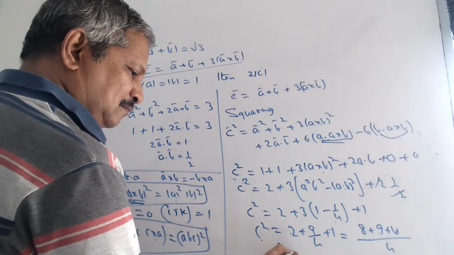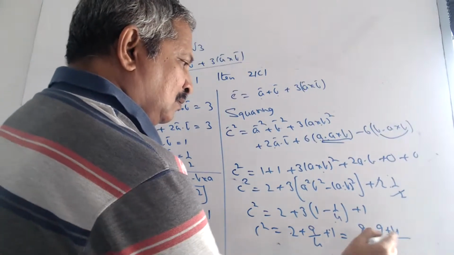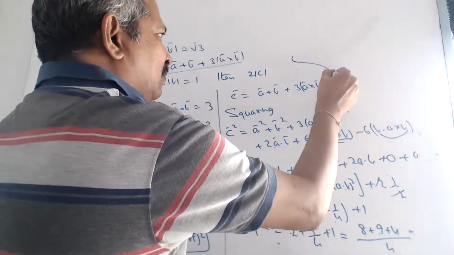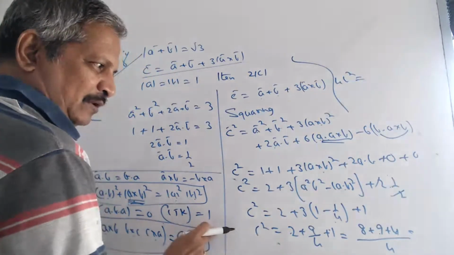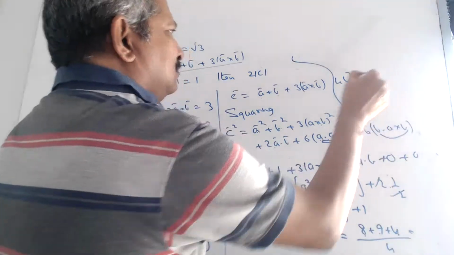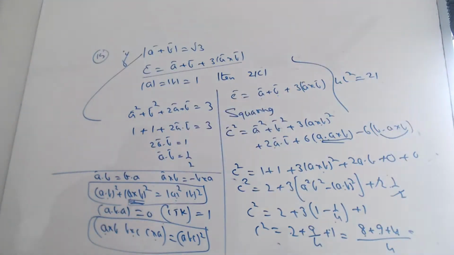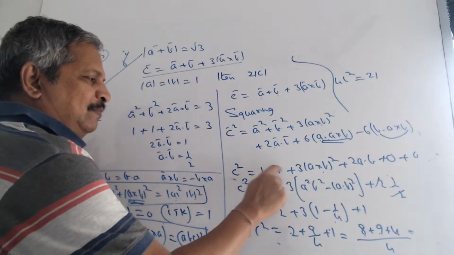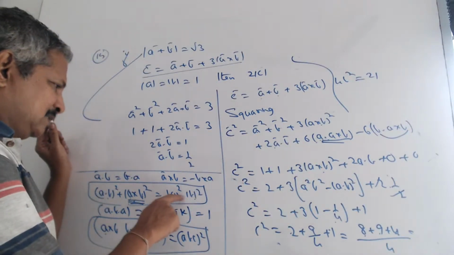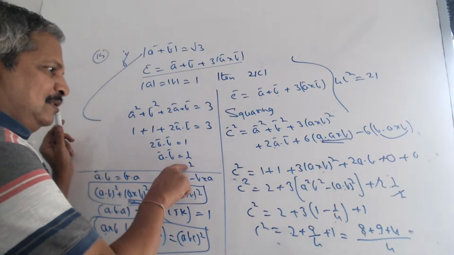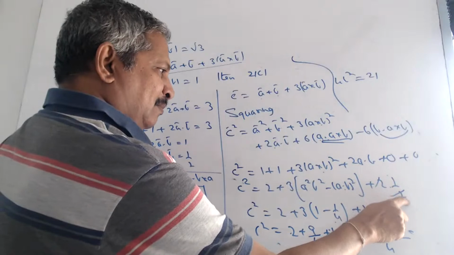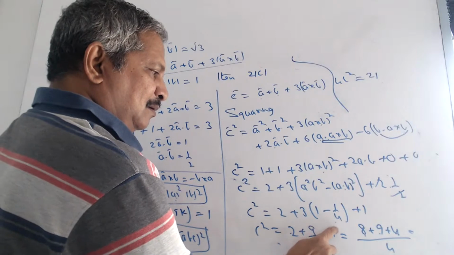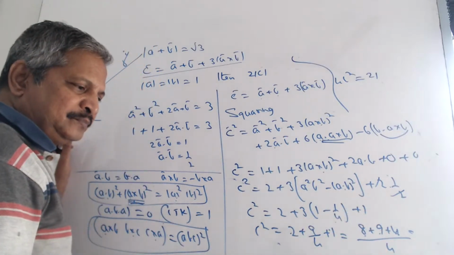Take 4 C square. Better I will do it here. 4 C square is equal to, after taking the LCM, 17. Like that you can do it, so remember very carefully. Here I did C square: 1 plus 1, 2, plus 3 into A cross B whole square, which is A square B square, 1 into 1, minus A dot B square, 1 by 4. Cancel: 4 minus 1, 3 by 4. 3 times 3 is 9, 9 by 4. Correct? So like this you have to do.